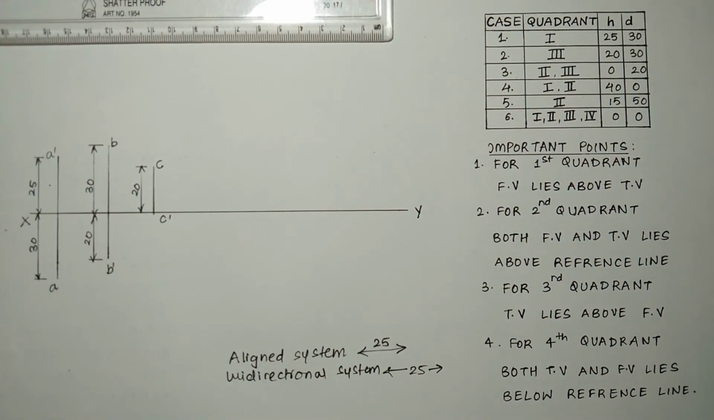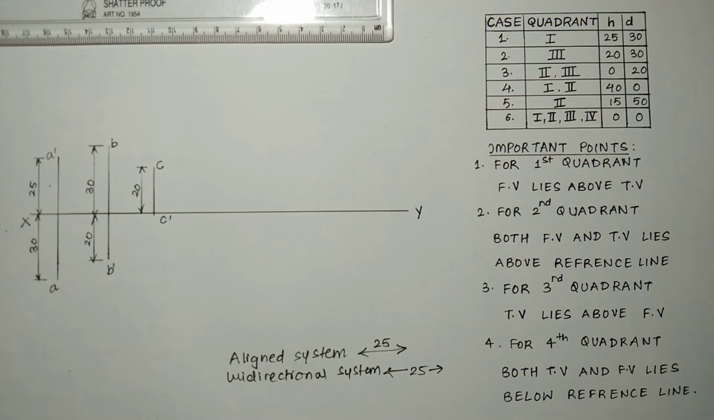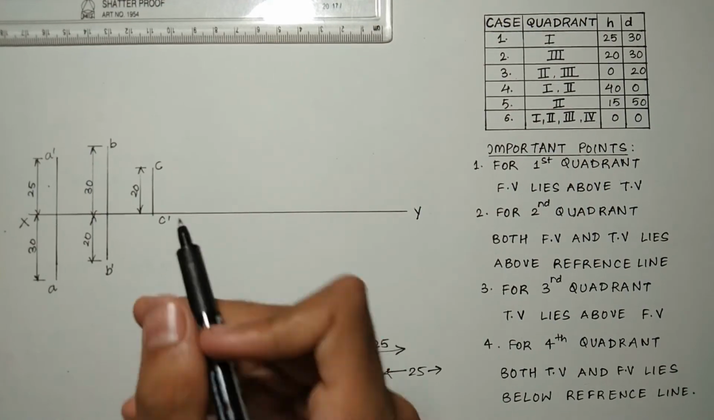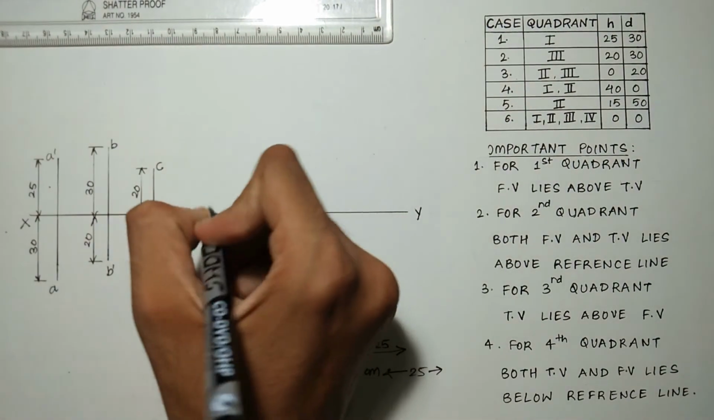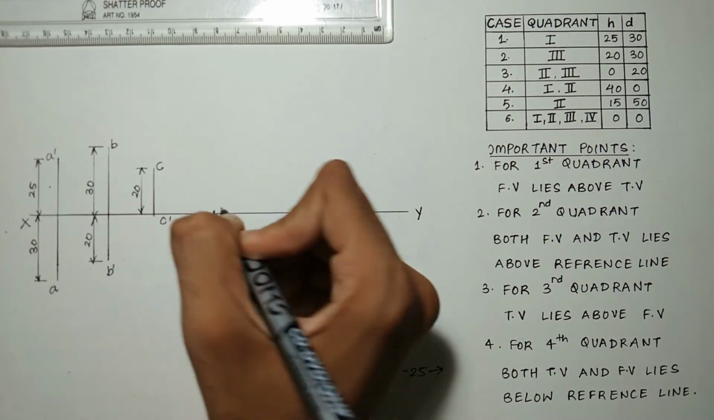Now for the fourth case, a point is resting in the first quadrant or second quadrant. Distance h is 40 mm and distance D is 0 mm. So whenever distance D is 0 mm, this indicates that the top view is on the reference line only. So let us plot our top view first. So this point represents our top view as point D.